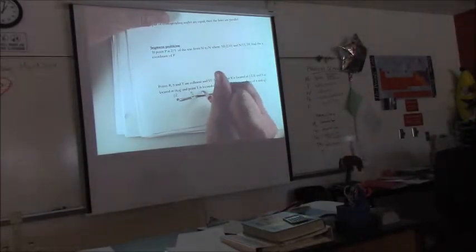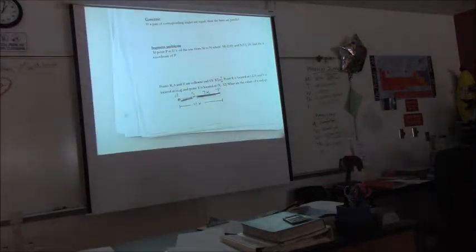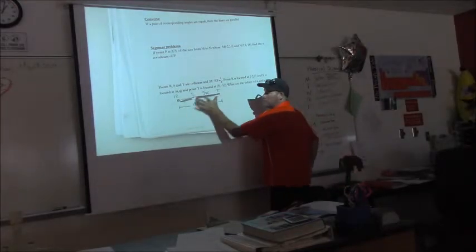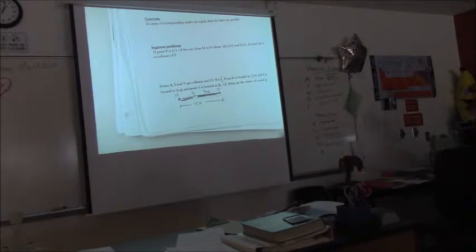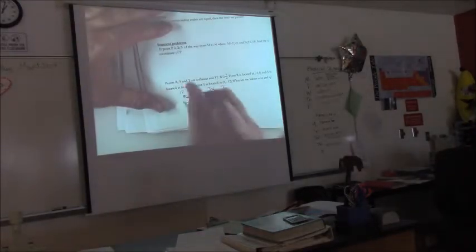So I call this guy 3x, and that means the entire piece is 4x. Does that make sense? Because they're in a ratio of 3 to 4. So this to the whole thing is 3 to 4. All right, so if that's true, then what's the little piece? If that's 3x and that's 4x, what's this do? X. All right, now take it piece by piece.